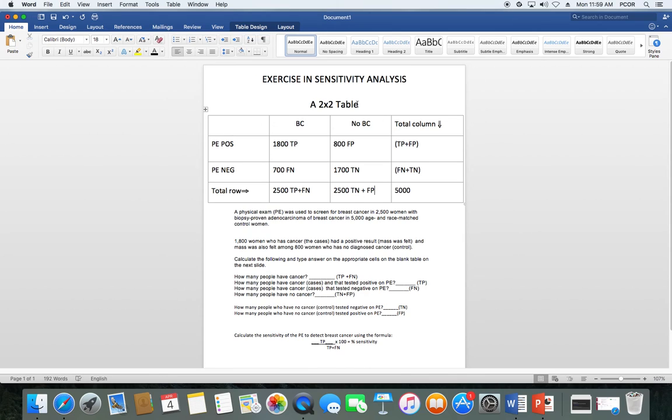So after filling out your 2x2 table, you are now ready to calculate the sensitivity of the physical exam in detecting breast cancer. And you have that formula. All you need to do is plug that in and you are done. If you have any question, you can play this recording back.